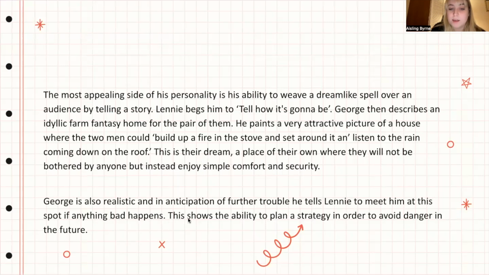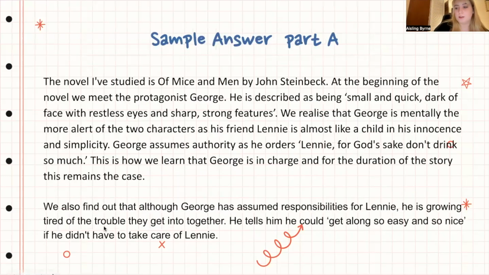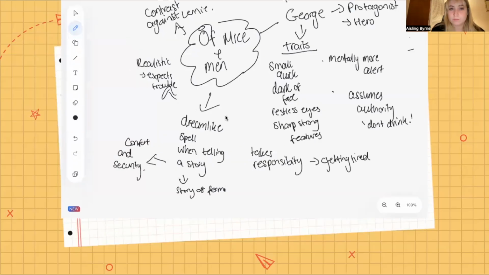George is also realistic, and in anticipation of further trouble, he tells Lenny to meet him at this spot if anything bad happens. This shows the ability to plan a strategy in order to avoid danger in the future. Okay, so that was a sample answer for question A. And if we go back to the plan, we see I've hit off most of the points I made there.